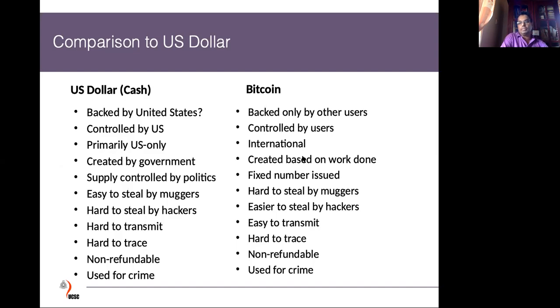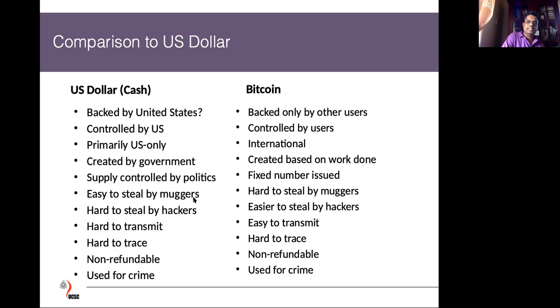So when you come to Bitcoin, there is no country getting involved. It's backed by its users, controlled by the users, and it is international, with no geographical boundaries, and also created by the users. And there is a limited supply. There is no infinite supply. In regular currencies, there is no upper limit, but in cryptocurrencies there is always an upper limit.